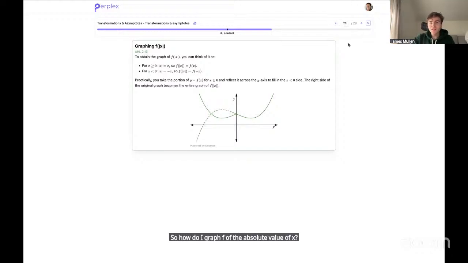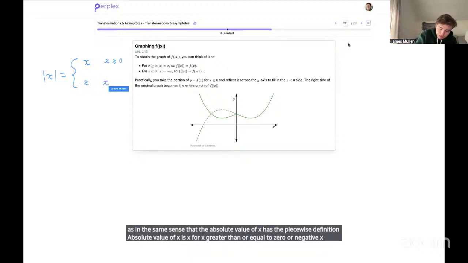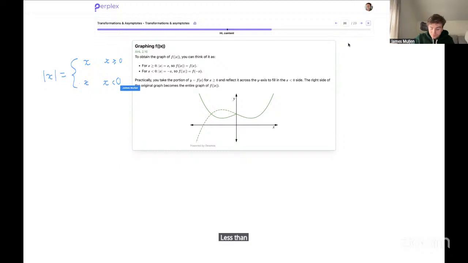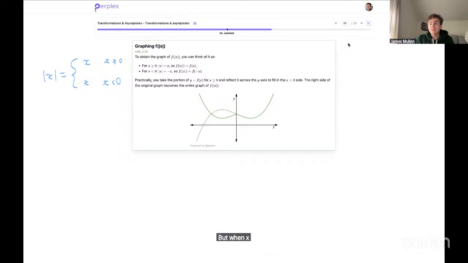To obtain the graph of f of absolute value of x, you can think of it in the same sense that the absolute value of x has the piecewise definition: absolute value of x is x for x greater than or equal to 0, or negative x for x less than 0. That means that when x is positive, f of absolute value of x is just the same as f of x. But when x is negative, then f of the absolute value of x is f of minus x.